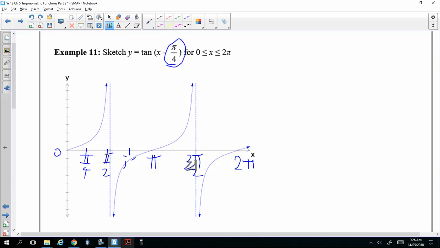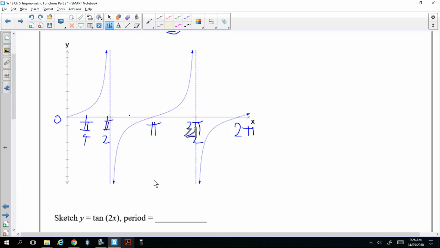That's 5 pi on 4. No, 5 pi on 4 is right. 5 pi on 4, and that's 7 pi on 4. Okay, so label this information. After you label this, we're going to shift right pi on 4 units.